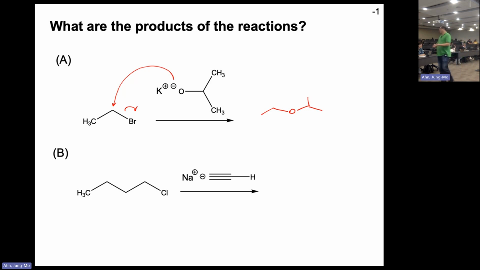What I don't want to see, and a lot of people do it by the way, is this. They don't think about which part of the molecule is the nucleophile. They think that the whole thing comes and replaces that, something like this. That is wrong, because you don't recognize the nucleophile.